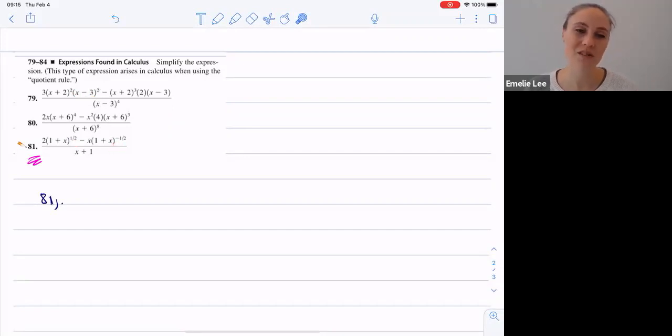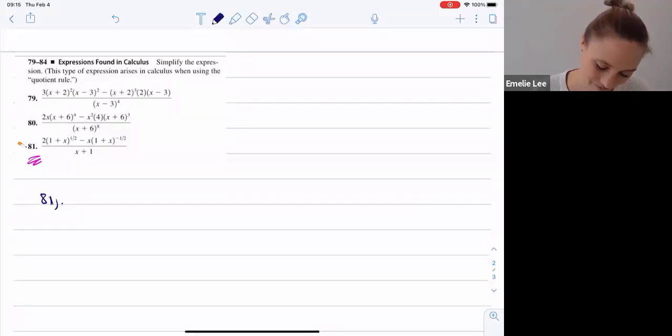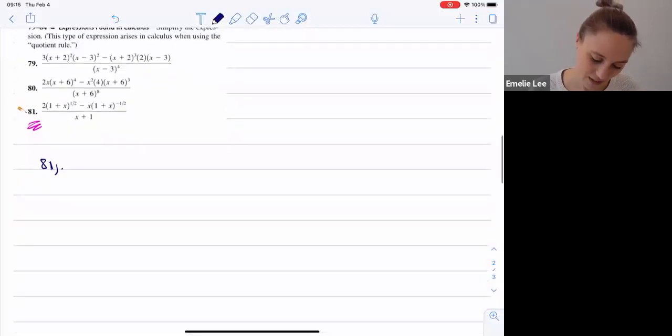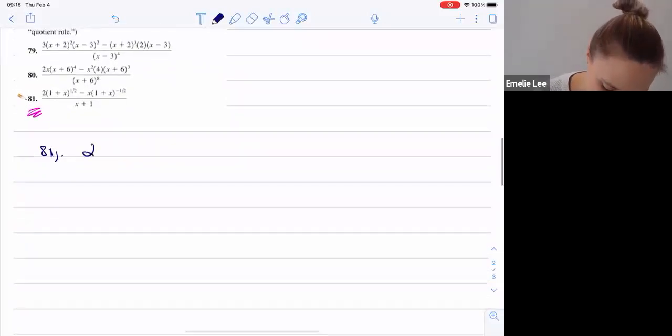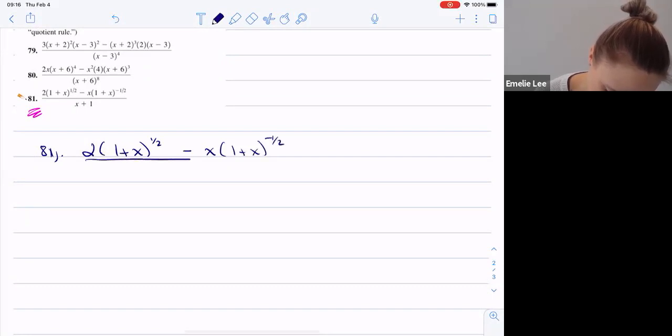But in this course, we've already practiced factoring these fractional powers or exponents. So that's what we're working on. So we're kind of taking it above and beyond, right? We've got 2 times 1 plus x to the 1/2 minus x times 1 plus x to the negative 1/2 over x plus 1.